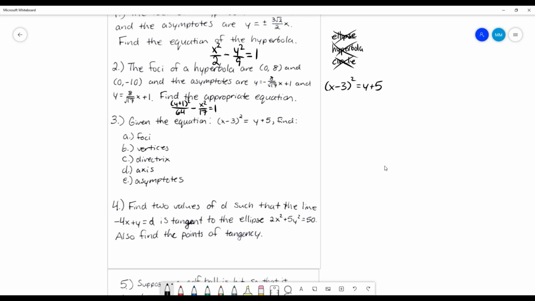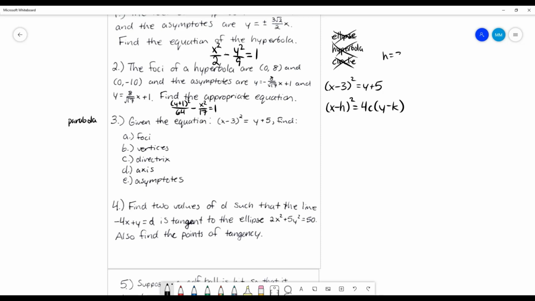So then we've got parabolas. Would a parabola have an x squared and just a y? Yes, it would, because one of the forms of our parabolas is (x - h)² = 4c(y - k). So it is a parabola. I'm just going to make a note of that so you don't forget.